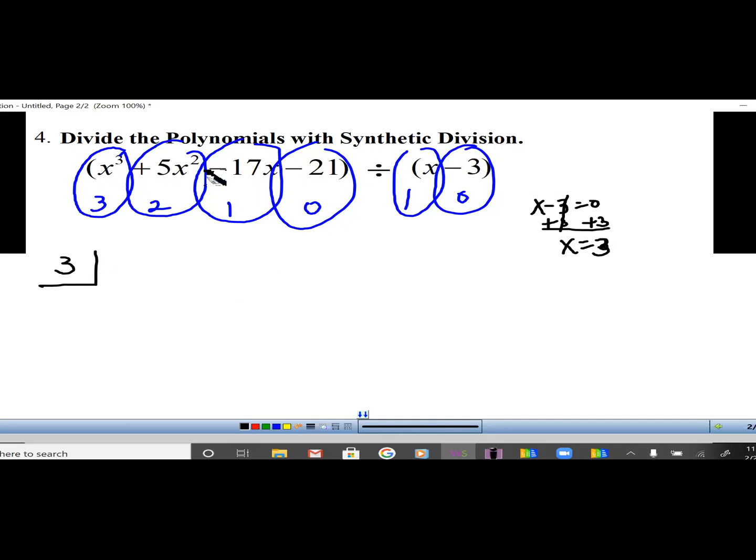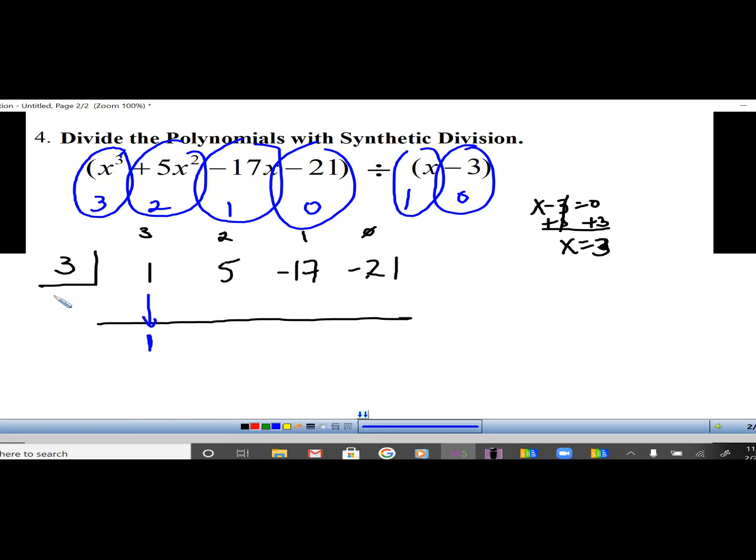And for the dividend, I'm only going to use the coefficients and the constant. So what is the coefficient for the first term? That's 1. Second term, 5. Third term, negative 17. And the constant, negative 21. And just to remind you, this is 3rd degree right here, 2nd degree, 1st degree, and this is 0 degree for my constant. So let's get this number 1, bring it down here.